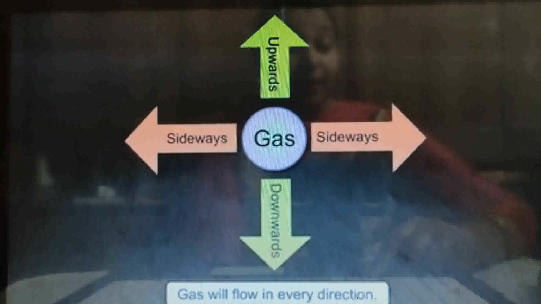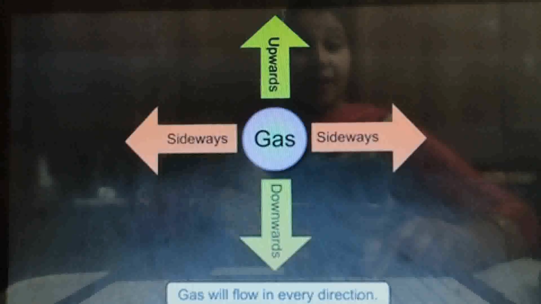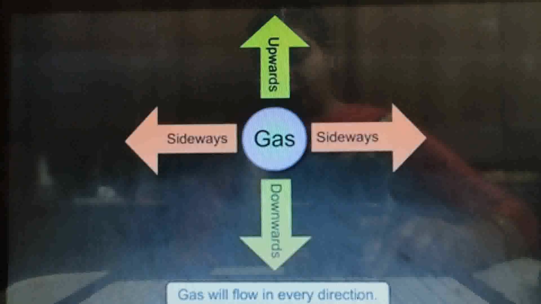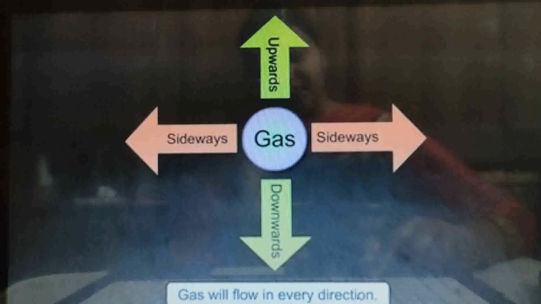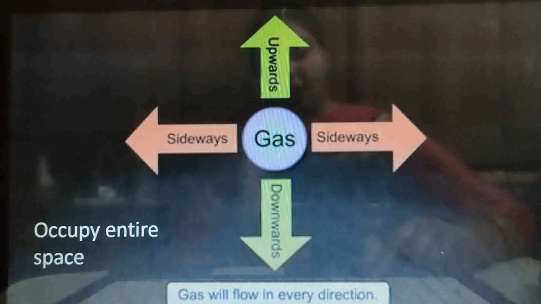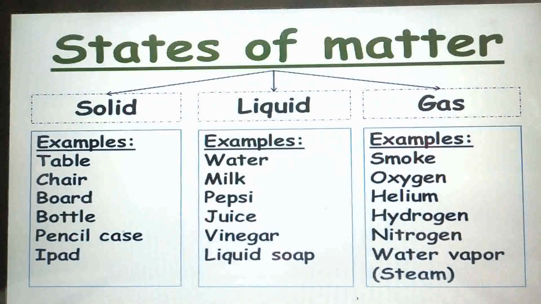Gases have the property that they can flow in every direction. It is not that they flow like liquids. Liquids move from the higher side to the lower side, but gases can move upwards, sideways, downwards, in all directions, and they occupy the entire space, due to which it fills it.